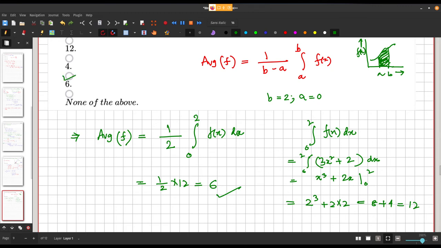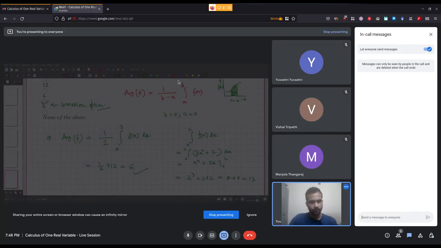So we can see that the option number 3 is the correct option here. So if you guys have any doubt here, please let me know. Otherwise, I'll move to the next problem.